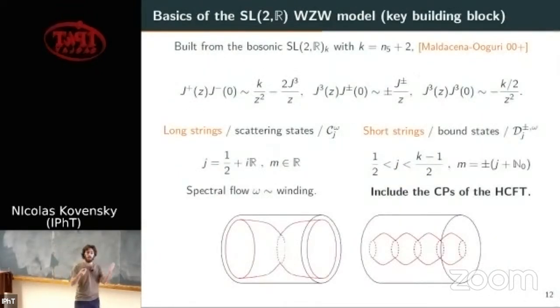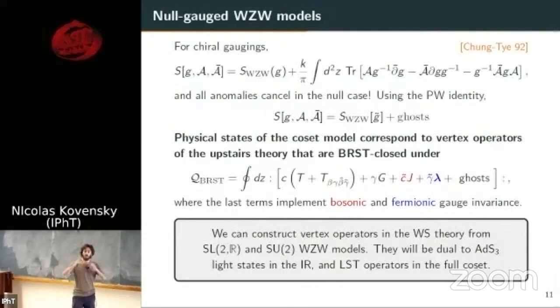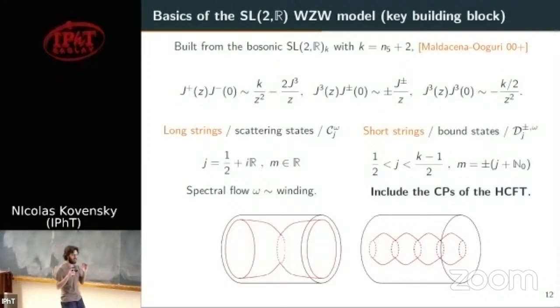Since I need to use the ingredients of the upstairs model, which are SL2R, SU2, and just free bosonic and fermionic fields, let me introduce just the basics of what I need. The most important building block here, obviously, is going to be the Wess-Zumino-Witten model of SL2R, of AdS3. So I just have a very short summary of the things I'm going to be needing. This is how the algebra is defined. These are the types of states that you have.